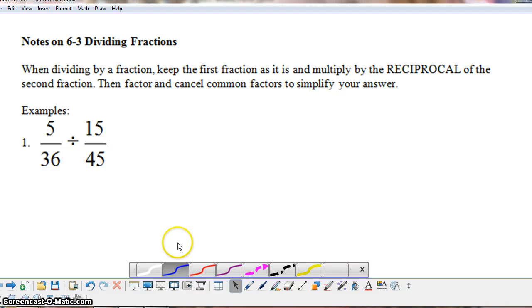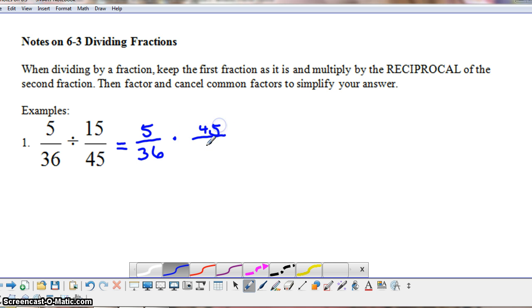For this lesson, we're going to take a look at dividing fractions, and we're going to start with a really straightforward example here where we're going to just take one fraction and divide by another fraction. Remember that when you divide by fractions, you need to take the second fraction and change it to the reciprocal. Dividing by a fraction is the same as multiplying by its reciprocal.